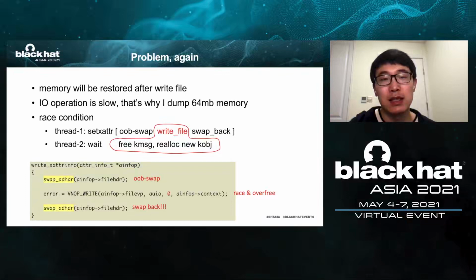The strategy is as follows. First, calculate the time required to dump 64 MB of memory in the OOB read state. Second, launch a second 64 MB dump and do the OOB swap. At 1/3 of the time, destroy the key message in the other thread. Then the overfree is made. At this time, the set XATTR thread is still busy writing the XATTR file. Everything happens too suddenly.